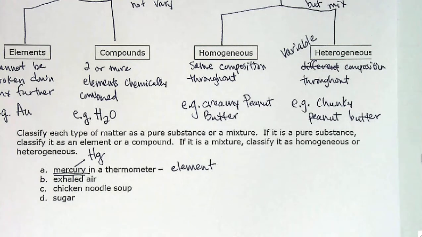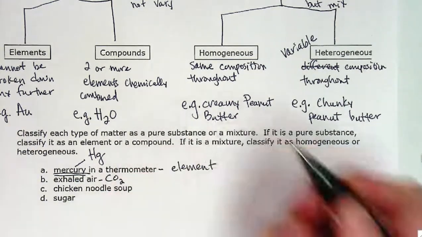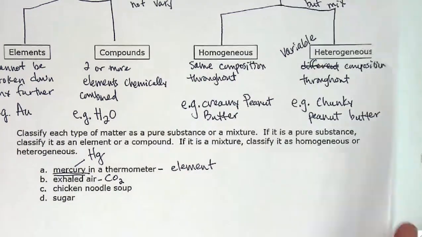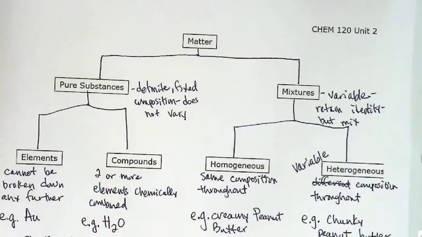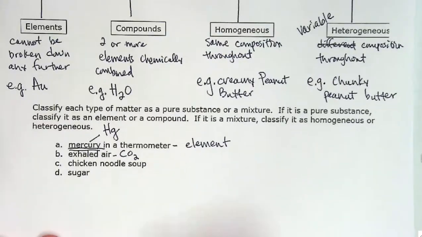Okay, exhaled air. Sometimes students get confused about this. So like, is it a mixture? Exhaled air is usually CO2. So when I ask this question, I make it clear that it's CO2. So CO2 is matter. What type of matter is it? It's a pure substance. So you're going through this flowchart, matter, pure substance. It's not an element because CO2 is made up of carbon and oxygen. It's a compound.